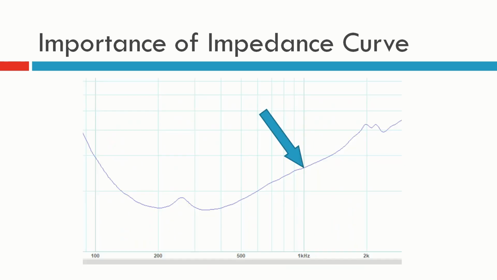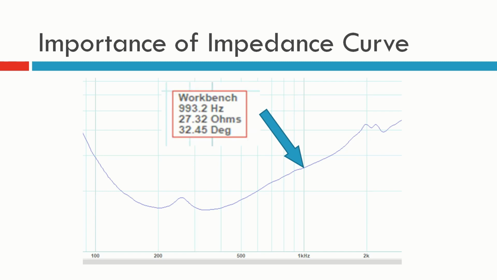One thing to keep in mind is that in this particular instance, my speaker at 1 kilohertz, the impedance starts to rise, and so we actually have 27.32 ohms. The speaker I'm testing is an Altec 414, and this is a 16 ohm version. So you have to factor in the nominal impedance of your driver, and you also have to examine where in the impedance profile you're testing.